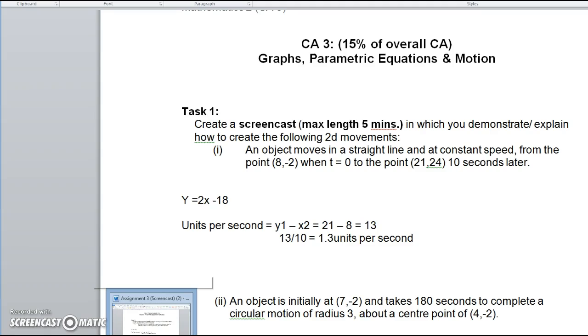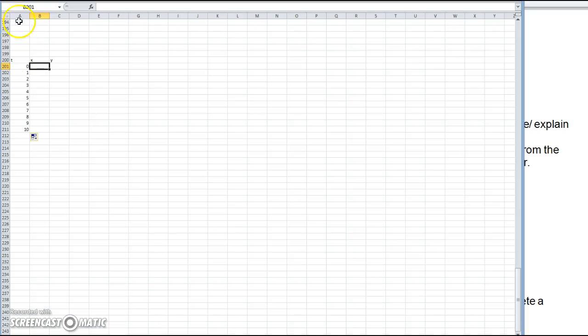So let's get straight into making our parametric equation. So I've already got our t, which is 0 to 10. To go about doing x, we take our first point, which is 8 for x, and we minus our units per second multiplied by t. So that gives us 8.